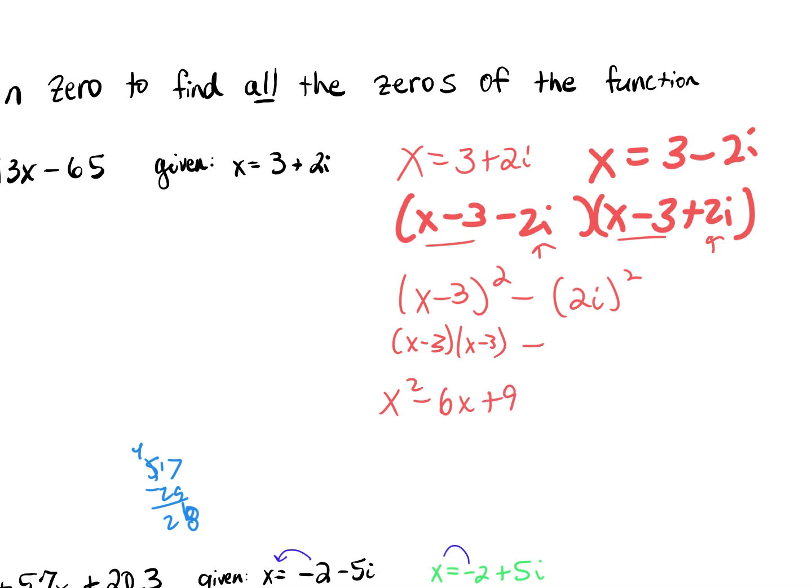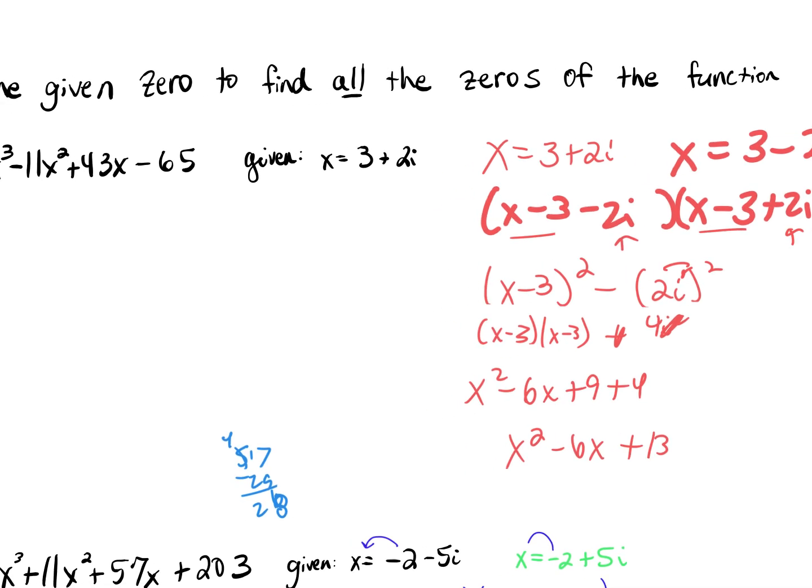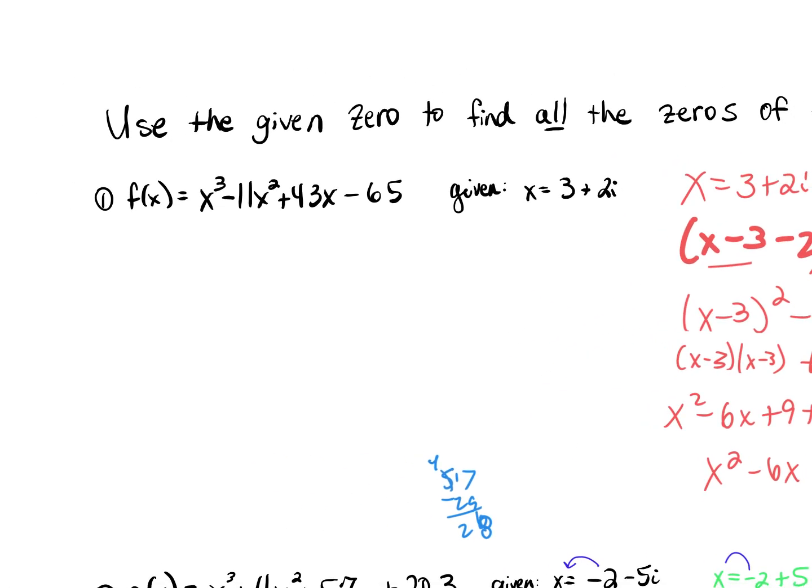And then here I have minus. This is going to be 4i squared because this 2 goes here and here. So this crosses off, cancel. So I have plus 4. So I have x squared minus 6x plus 13. So I'm going to use that to divide into my polynomial.